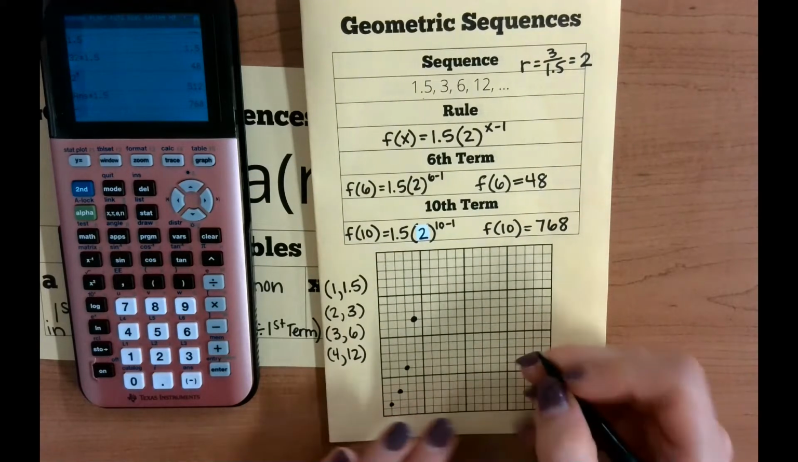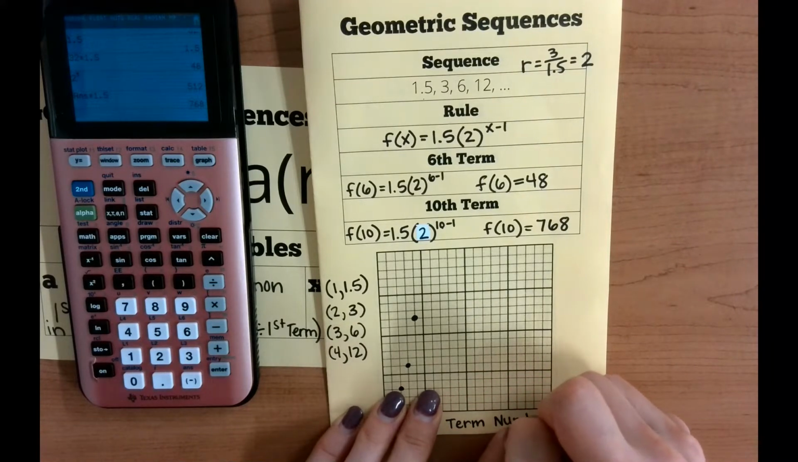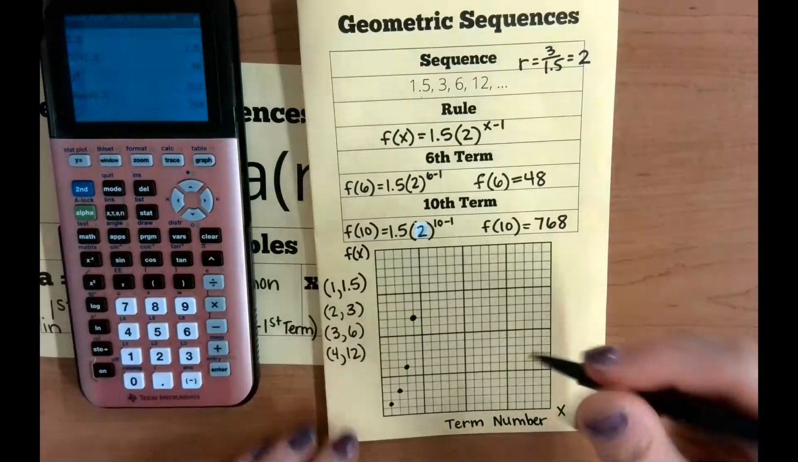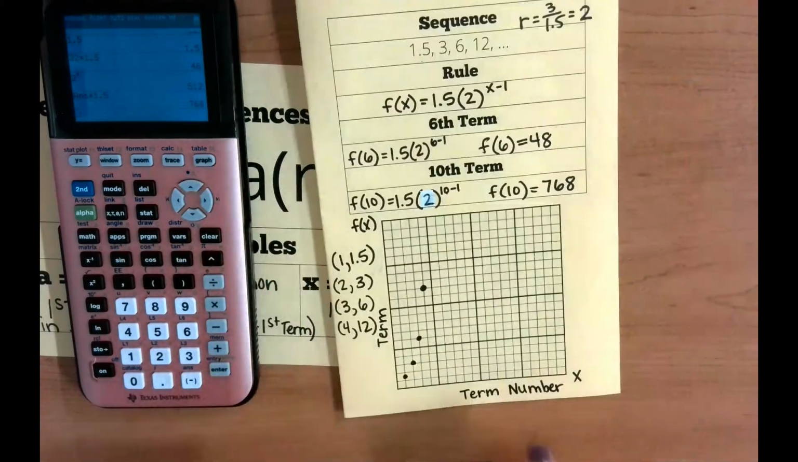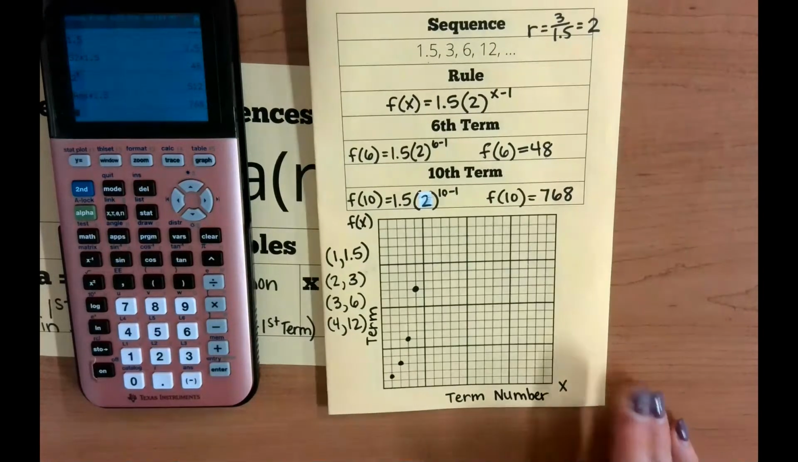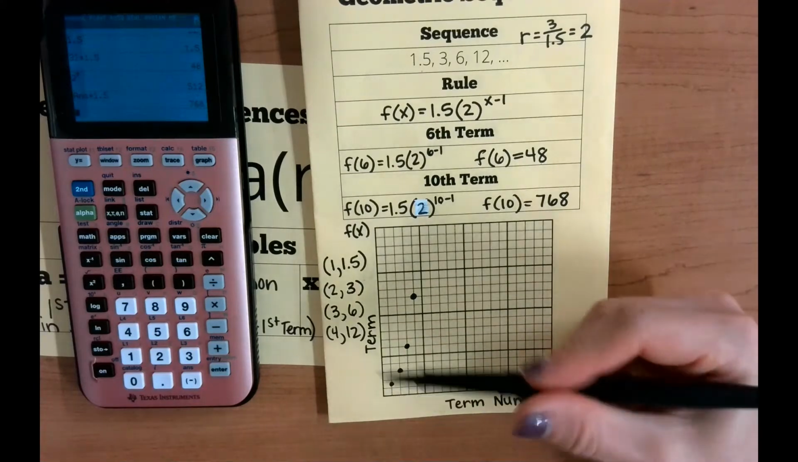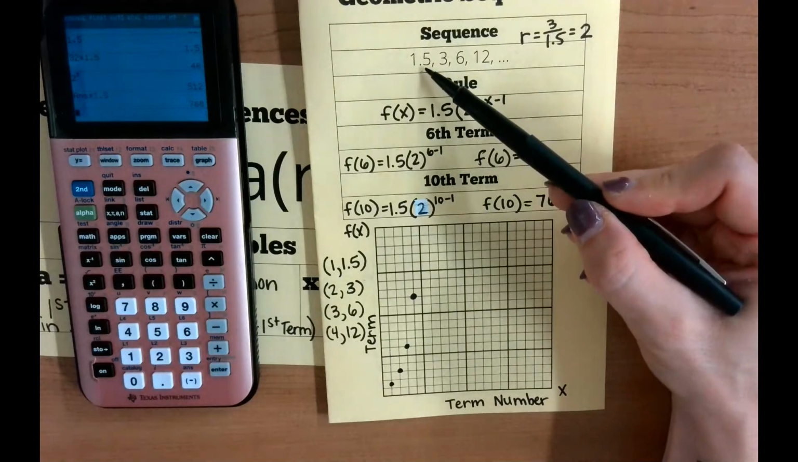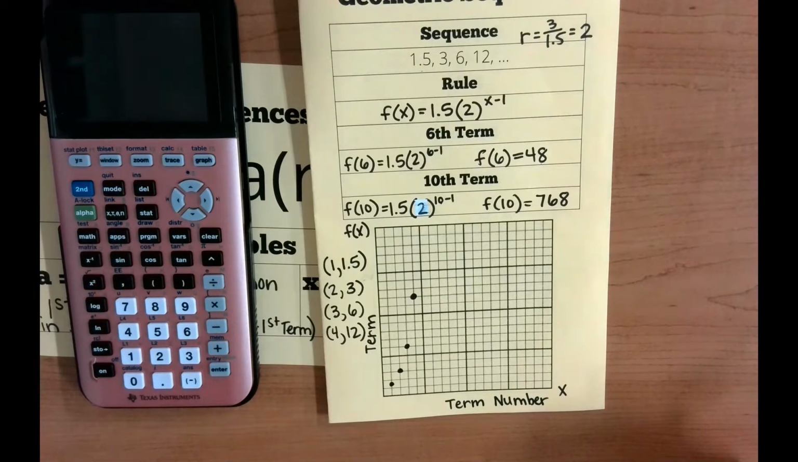So to label, x would be our term number, and our y, which, remember, y is the same as f of x, this would be our term. So you always want to think about what's on the x-axis. Can that be represented by decimals or fractions? In this case, no. Term number has to be whole numbers. Now our term on the y-axis, that can be decimals, like the first term was 1.5. So that's okay, but if the x-axis cannot be defined as decimals or fractions, then we keep it discrete.